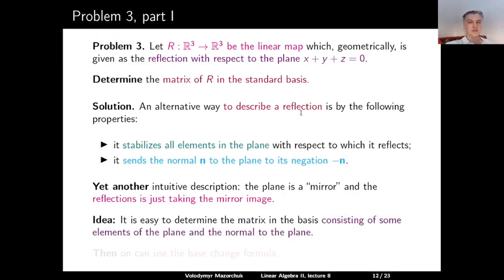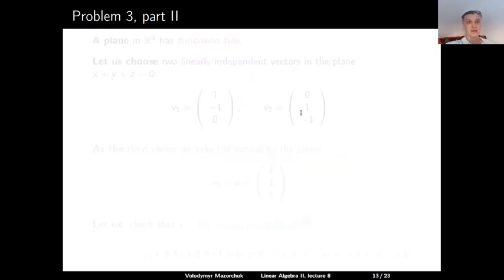So how can we solve this problem? We can determine the matrix of this linear map if we choose a basis wisely. So if we take as basis elements vectors in the plane and the normal vector, then we can use the base change formula to determine the matrix of R in the standard basis. So let's do the work.